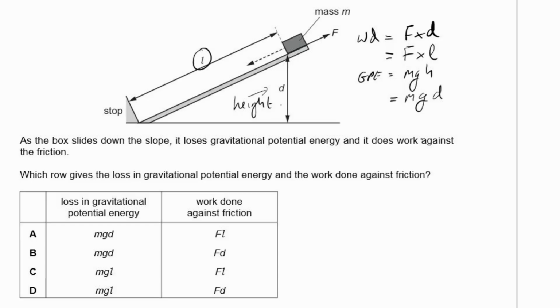So they've tried to trick us a little bit by using L and d instead of, well, h and d in different areas. Okay, so which one then will give us that? Work done, force times L, FL. That's a possibility, and that's a possibility. And gravitational potential energy, mgh, which is in fact mgd. Here we go. That's the one we want, A.